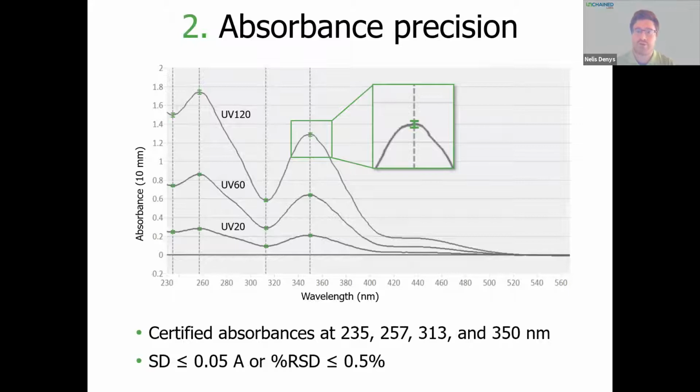For absorbance precision, all of the 6 replicates are shown. They need to be within the green arrow bars at each wavelength. And as you can see, they're right on top of each other, well within the limits.